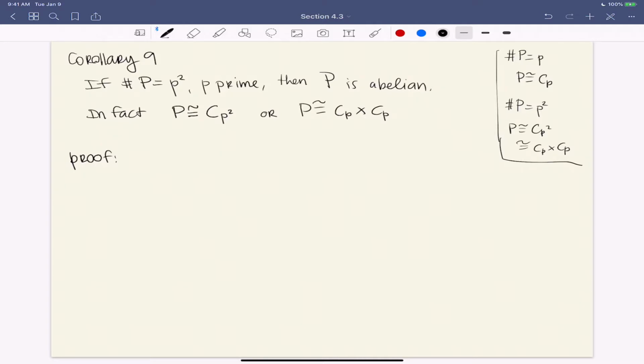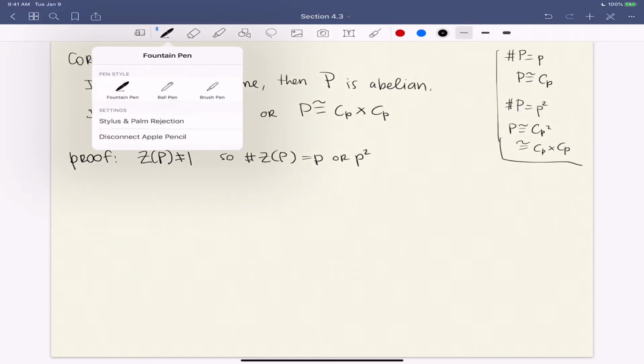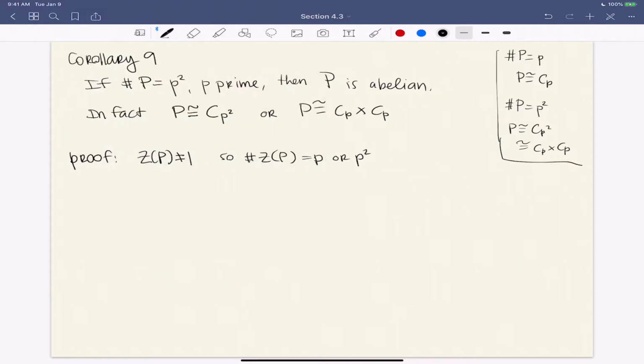Okay, well, the proof is that since P is a p-group, the center of P is not 1. So in particular, the center has size p or p squared, right? Because the center is a subgroup, and therefore its order has to divide p squared, and the only other numbers that divide p squared are p and p squared. So then, the center is normal, so P mod Z(P) is a group. It has order 1 or p. So in either way, P mod Z(P) is cyclic.